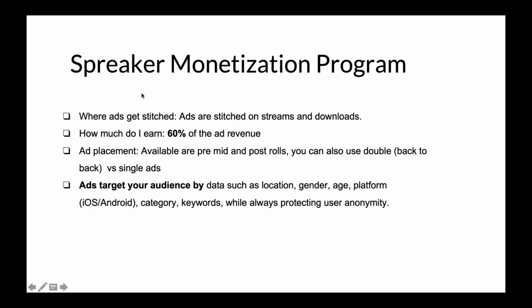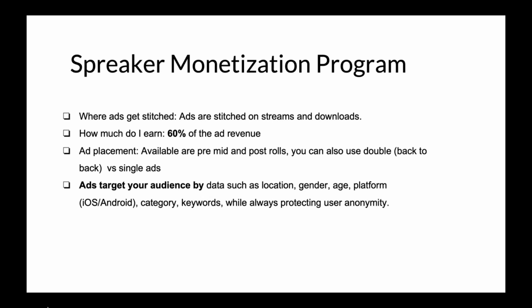So we're going to start by going over the monetization program. So Spreaker Monetization Program dynamically injects ads into your podcast in the set ad markers that you place. You're able to do pre, mid, and post rolls. So where do the ads get stitched? Ads get stitched on the streams and also the downloads. You earn 60% of the ad revenue.